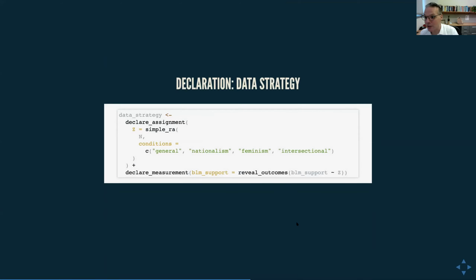Okay, data strategy. Now, that as predicted thing did not tell me how they were randomly assigning. I don't know, so I'm making it up. How am I going to make it up? Well, I know that they're using Qualtrics to do this.